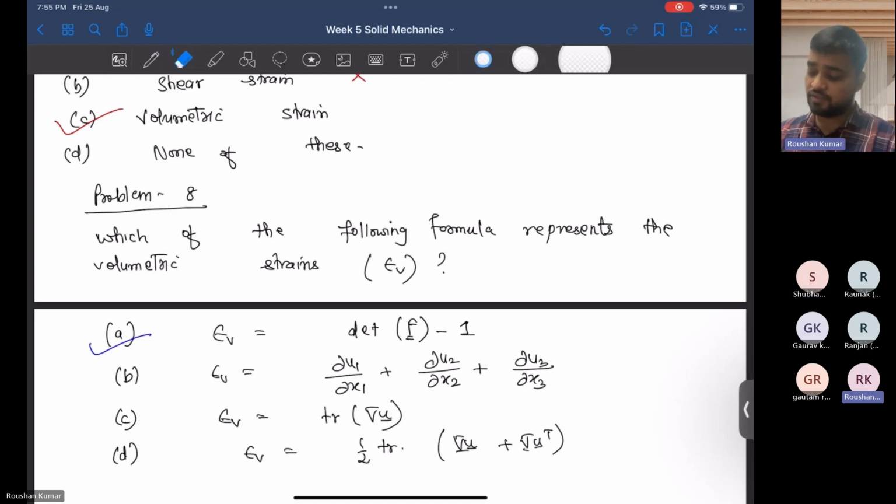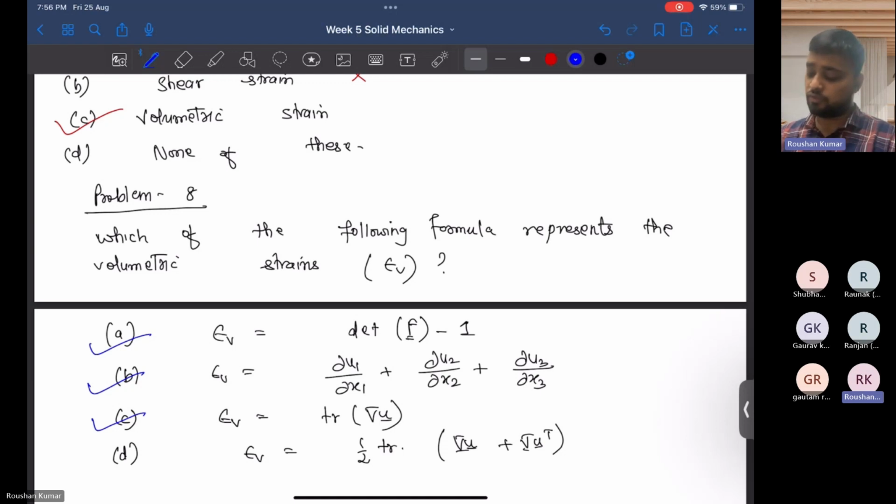The second option, del u1 over del x1 plus del u2 over del x2 plus del u3 over del x3, is also correct, because volumetric strain is the trace of the strain tensor, the summation of all the diagonal elements. The third option, trace of the displacement gradient tensor, is also true, because it gives the summation of all the longitudinal strains.